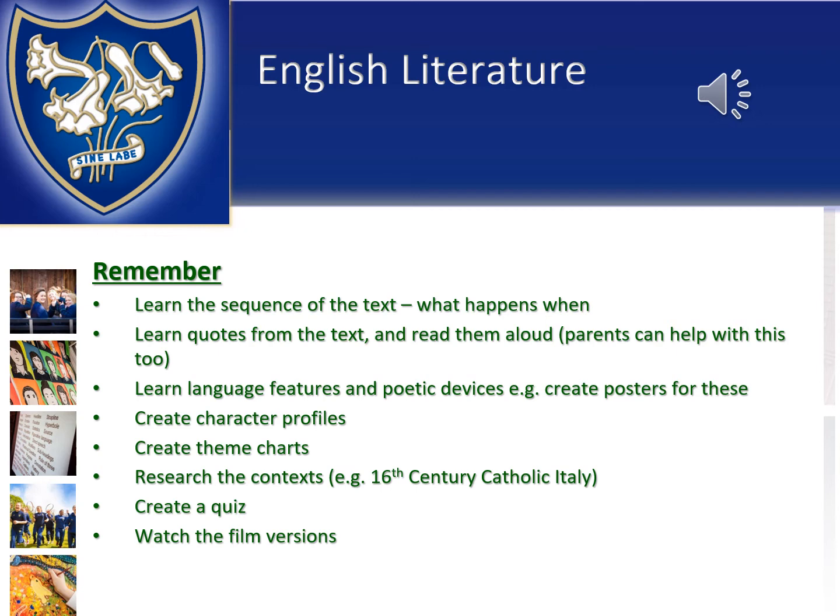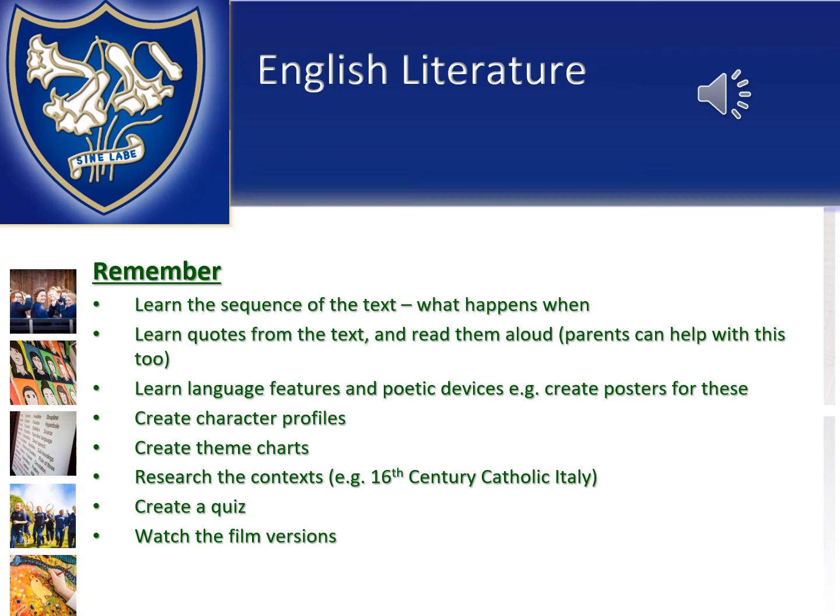Another good activity would be to create character profiles for all of the characters in the books that you are reading. You could create some theme charts, particularly if you find common themes that link the characters and the events together. It's really important that you research and understand clearly the different contexts of the different books that you will be reading. So, for example, 16th century Catholic Italy for Romeo and Juliet, Victorian London for Jekyll and Hyde, and 20th century Great Britain for An Inspector Calls.